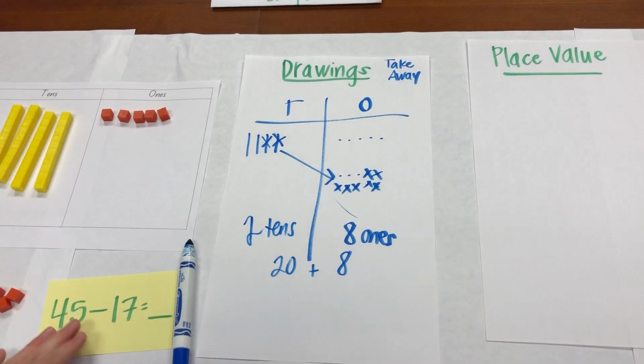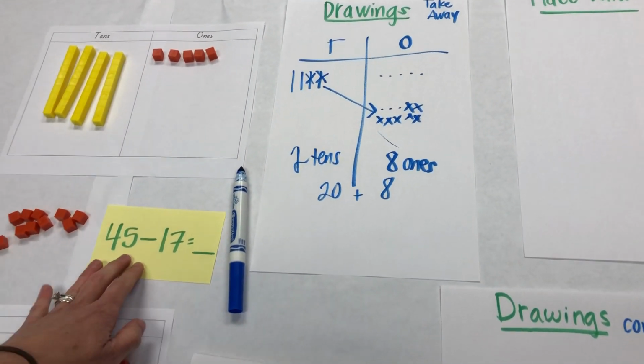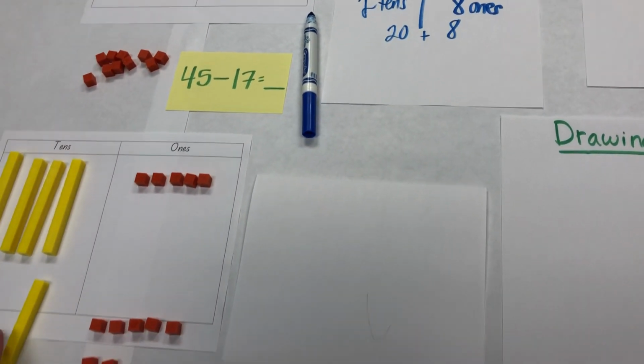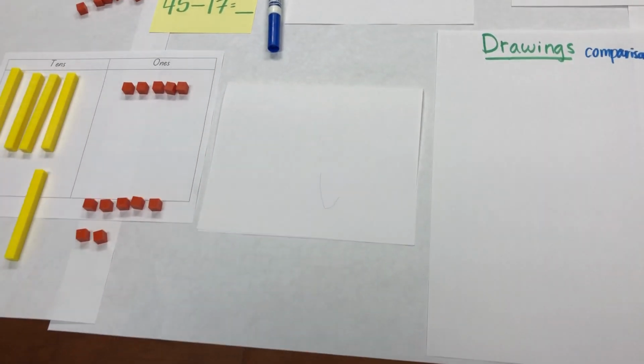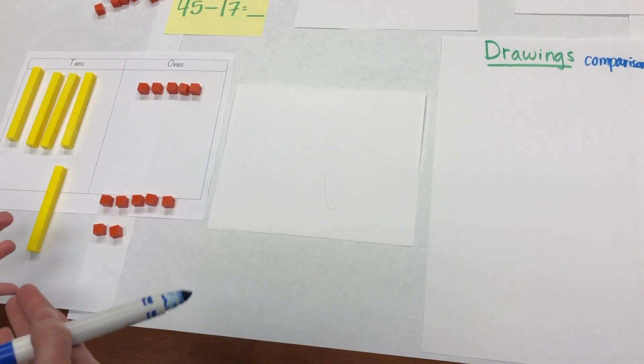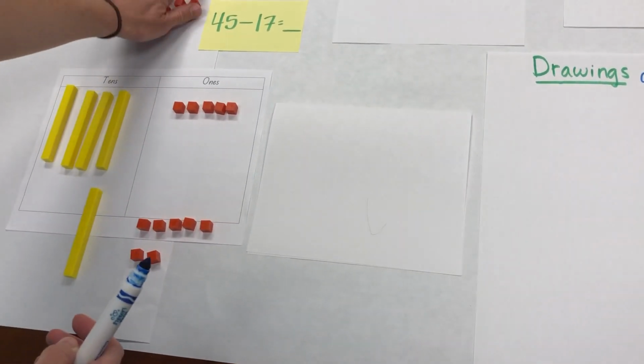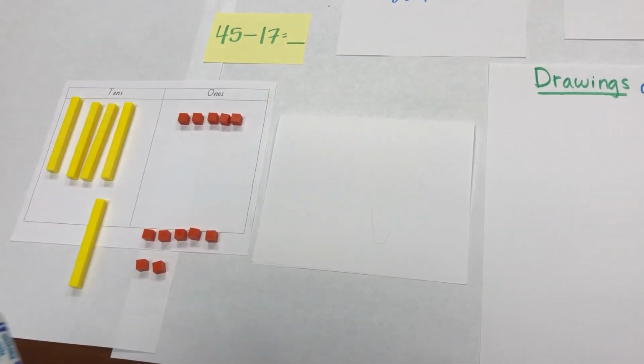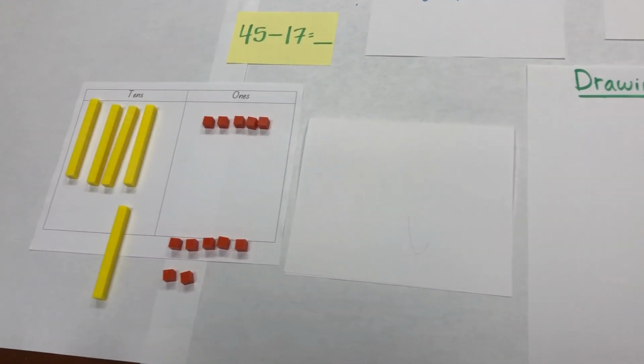So now let's look at a little bit more challenging strategy, which is the comparison strategy. We showed this without regrouping in the last video. So I'm going to represent both amounts similar to what you do in addition. I'm going to represent the amount 45 and I'm going to represent the amount 17.